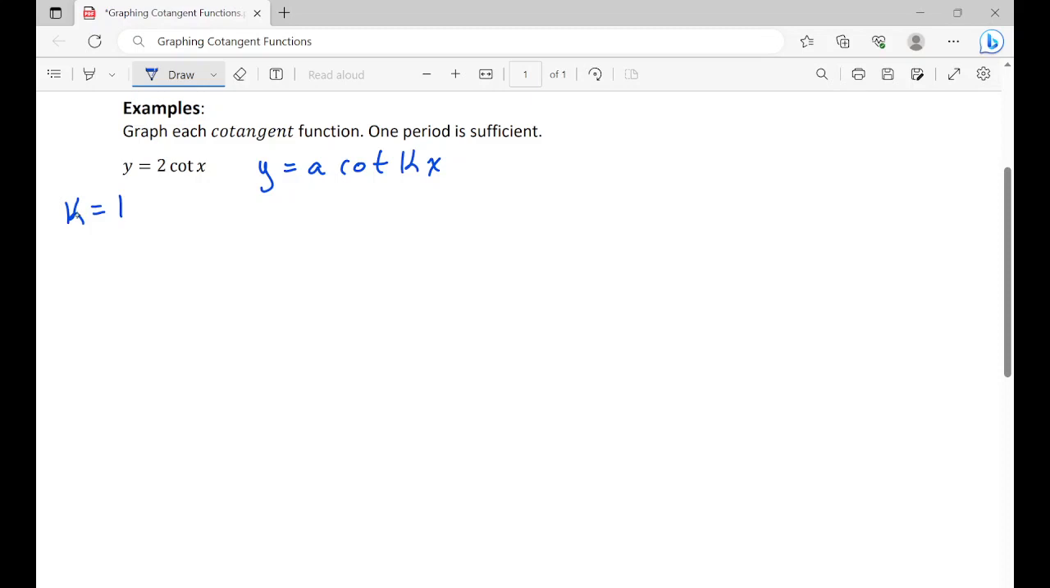So now with the knowledge of what k is, we can find the period. And the period is just pi over k. Since k is 1, our period is just pi. And so there's our period, nice and easy. Now we still have to find the vertical asymptotes. Now we can find that fairly easy just from the interval.